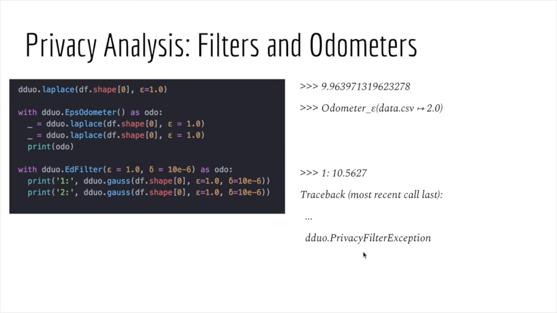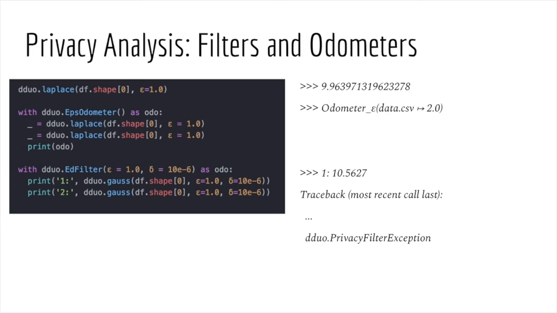DDUO's API allows the programmer to explicitly create privacy odometers and filters, as we see in these examples, and make them active for a specific part of the program using Python's with syntax. When an odometer is active, it records a running total of the privacy cost, and it can be queried to return this information to the programmer, as we see here where we print the Odo variable. When the filter is active, it tracks the privacy cost for individual mechanisms and halts the program if the filter's upper bound on privacy cost is violated.